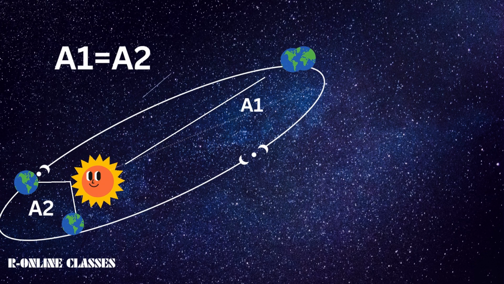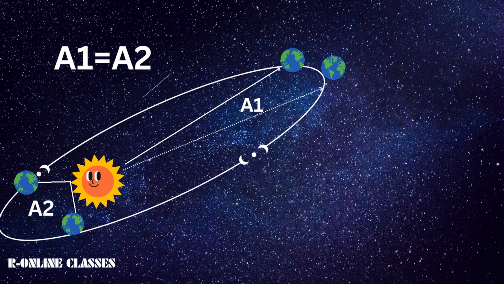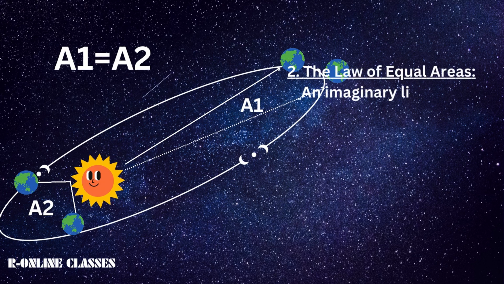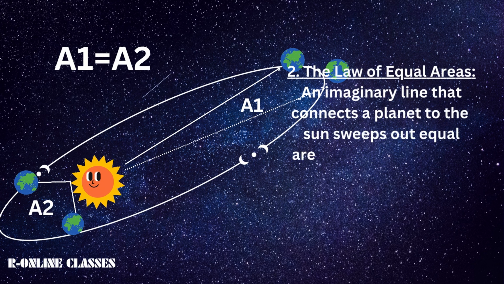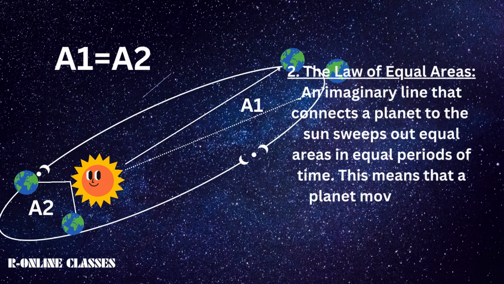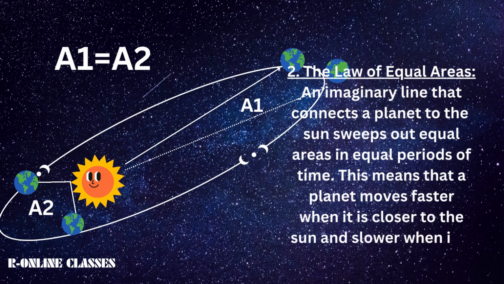The law of equal areas. An imaginary line that connects a planet to the Sun sweeps out equal areas in equal periods of time. This means that a planet moves faster when it is closer to the Sun and slower when it is farther away.